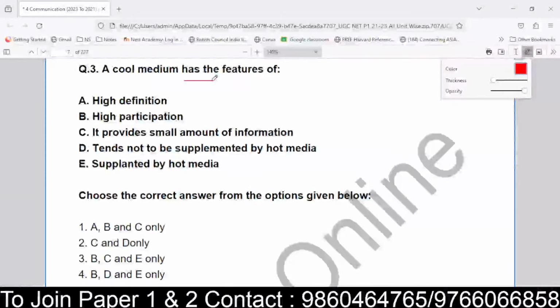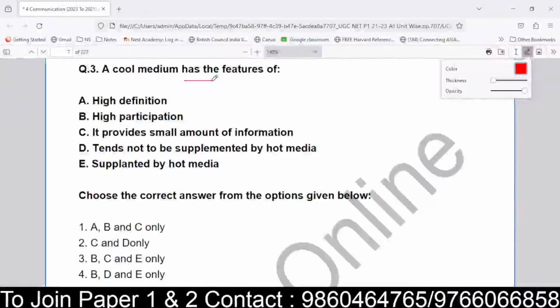Just make sure that you are able to answer it very well. So cool medium has a feature of what? High definition, high participation, small amount of information, tends not to be supplemented by hot media or supplanted by the hot media. So what exactly does it indicate?